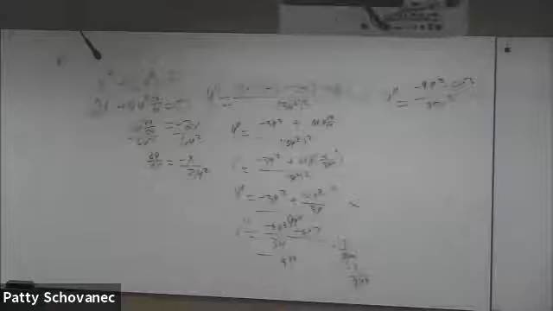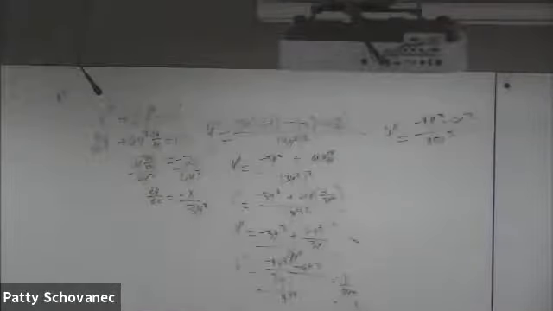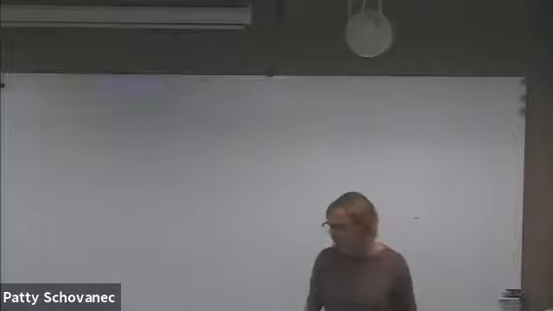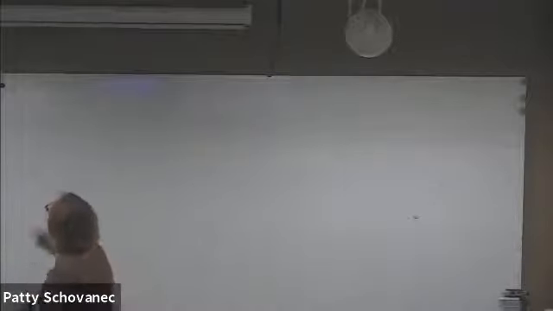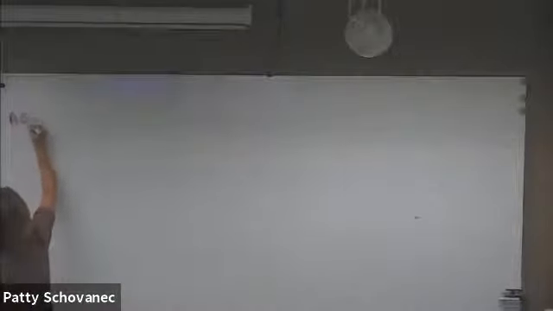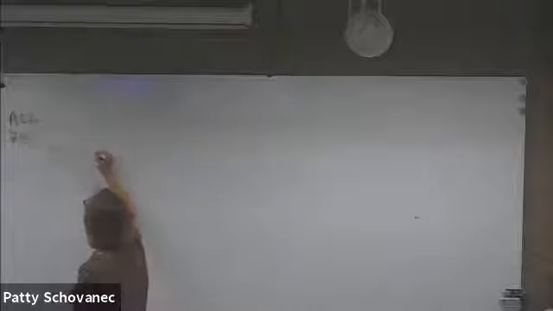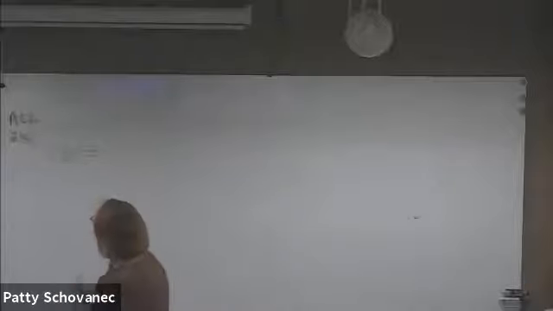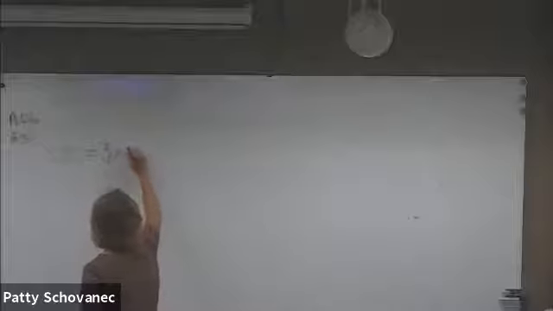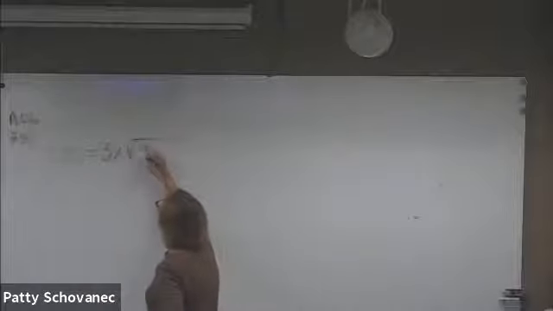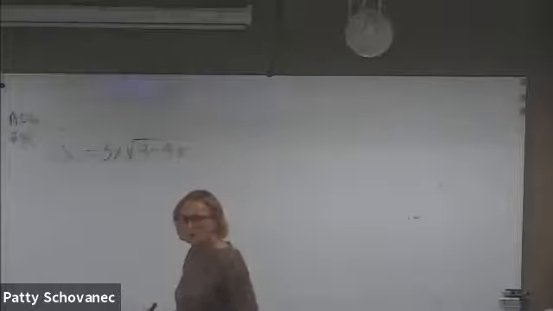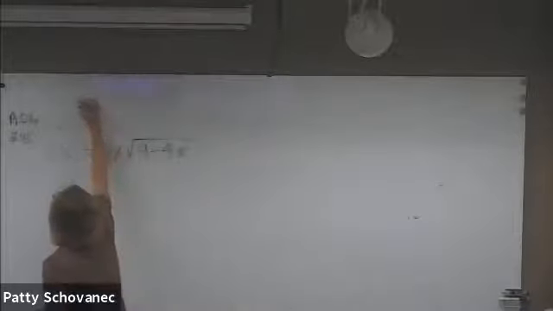Let me swap it to the next board. Okay, Assignment 6, number 15. So it's f of x equals 3x times the square root of 4 minus 4x. And it's find the equation of the line tangent to the graph at x equals -2.